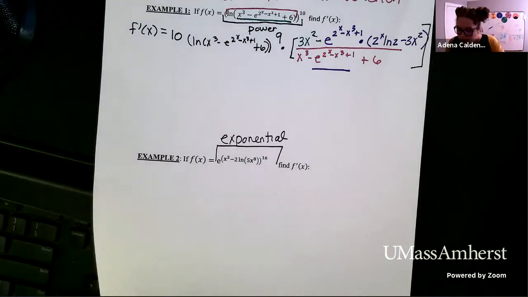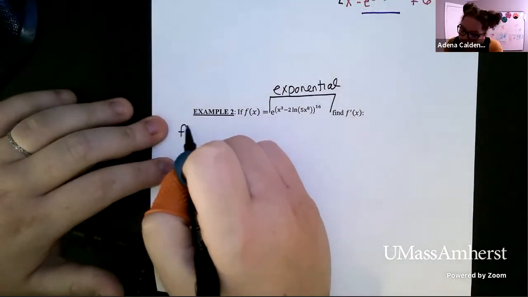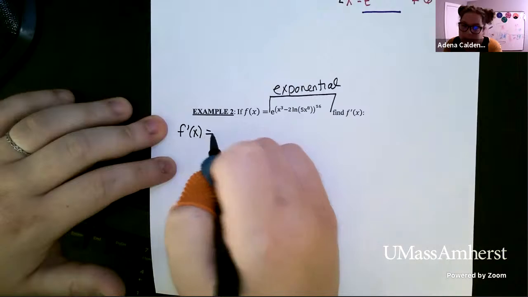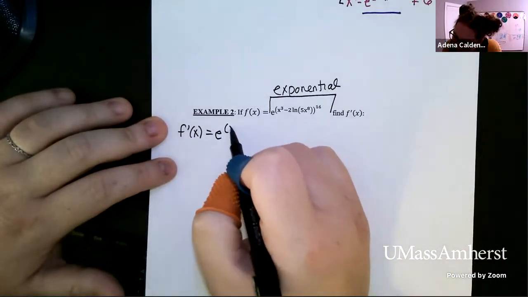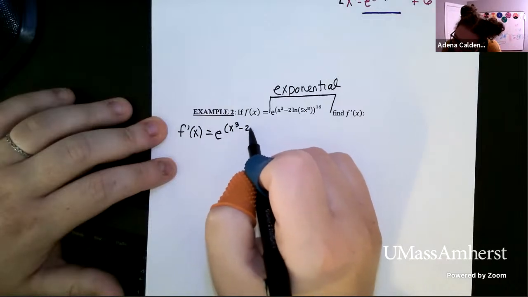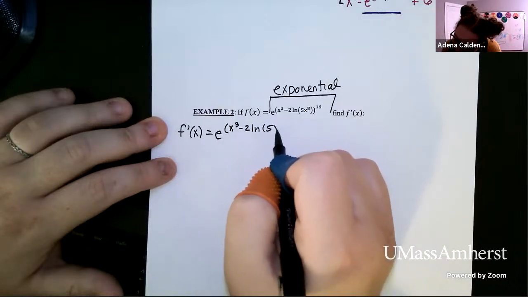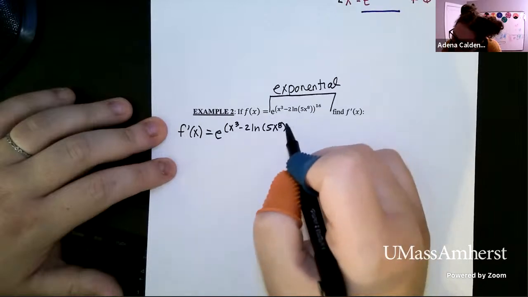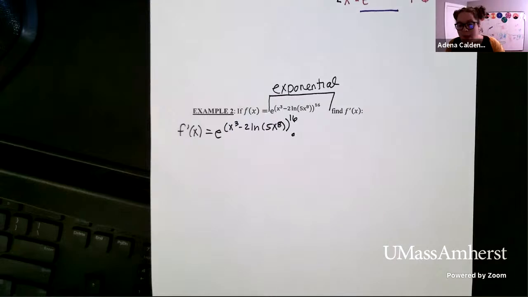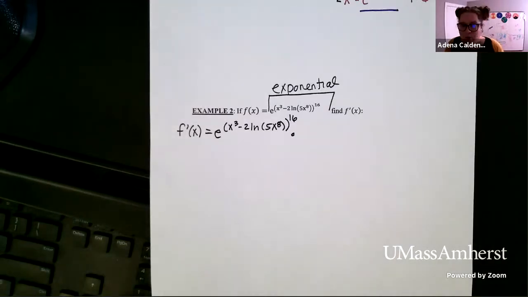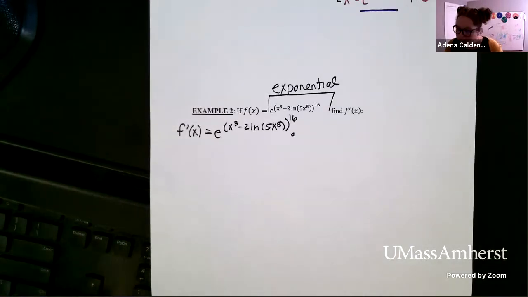And so our rule for exponentials when we're taking the derivative is that we start by getting the same thing back. So I'm just going to copy down what I started with. So e to the x cubed minus 2 ln 5x to the 8th to the 16th power. But then I have to multiply that by the derivative of the power, right?